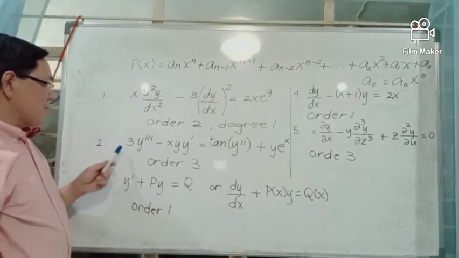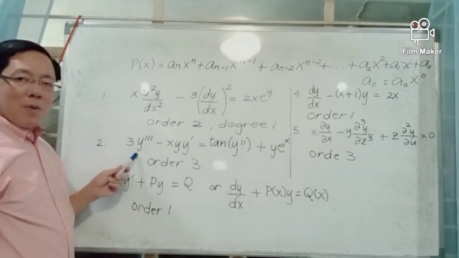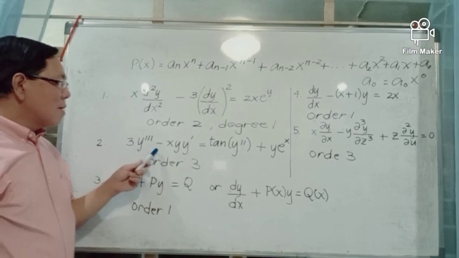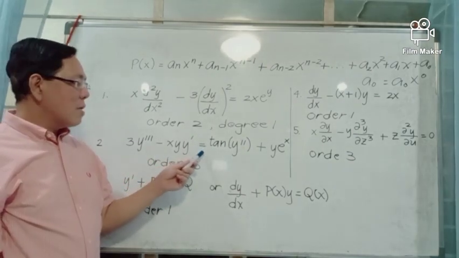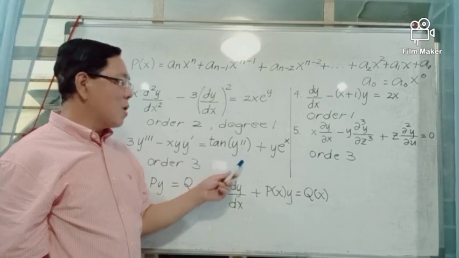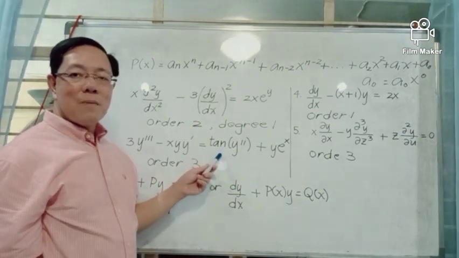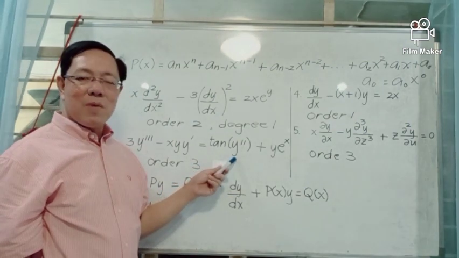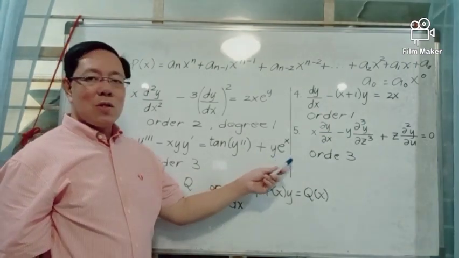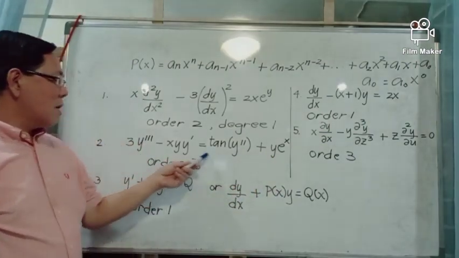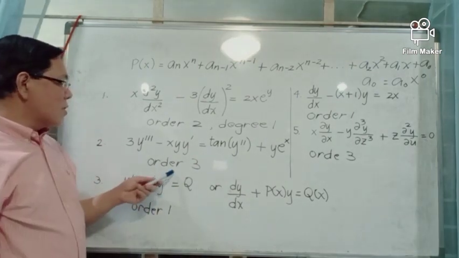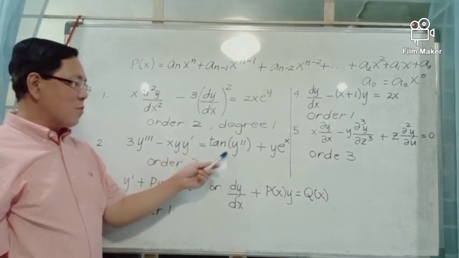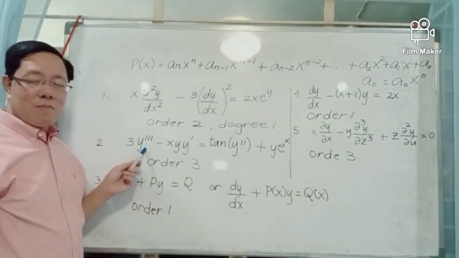Consider number 2. In number 2, we have 3y triple prime. Y triple prime is the third derivative of y with respect to x, minus xy y prime equals tangent of y double prime. So here the trigonometric function tangent is a function of the second derivative of y, plus y e to the x. Now this differential equation has order 3 because the highest derivative that occurs in this differential equation is the third derivative.